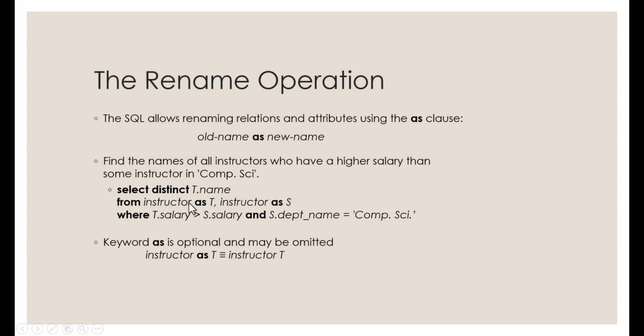Okay, so the keyword as is optional. You can also do simply instructor T, comma, instructor S. So this is equivalent to this. You can just omit the as. It's really up to you.